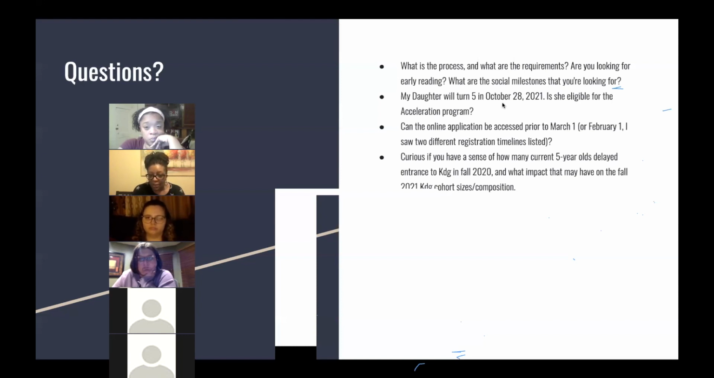And then there's a question about delayed entrance to kindergarten in fall of 2020. I think I may have just answered that. Dr. Kelly thinks that the Board of Education did approve an adjustment to one of their policies that discusses early entry age for kindergarten. So holding back students would not apply.